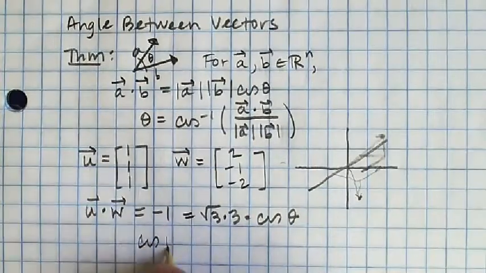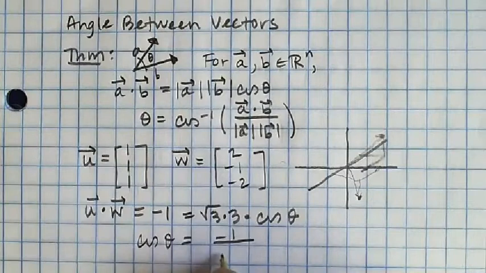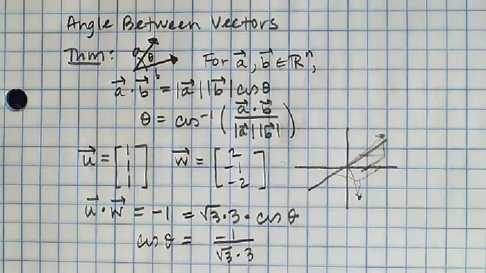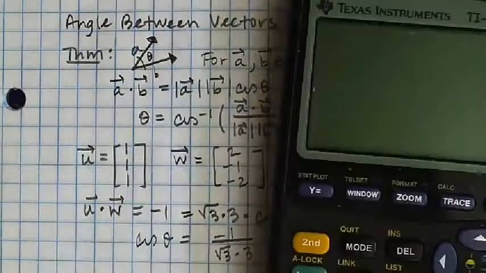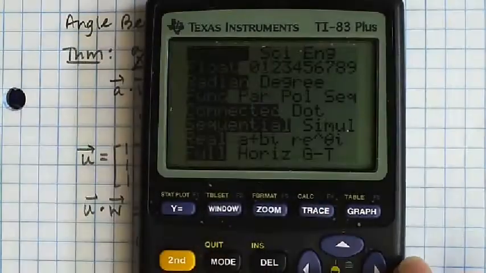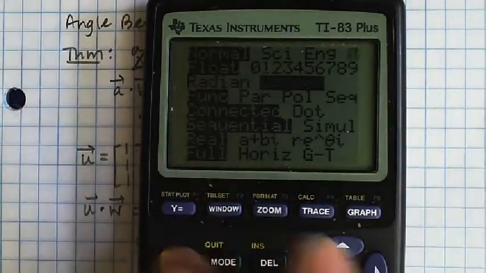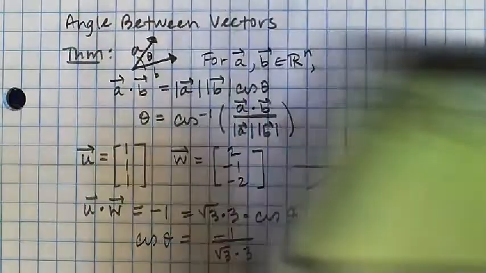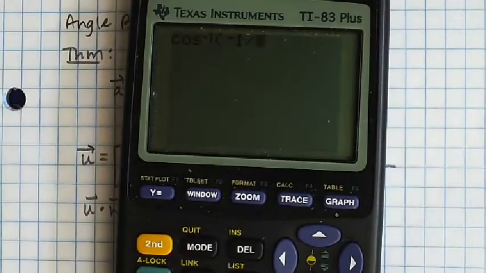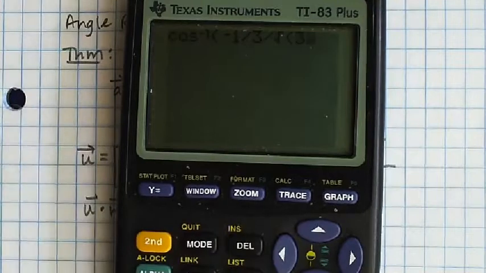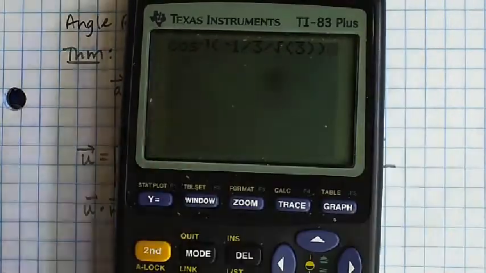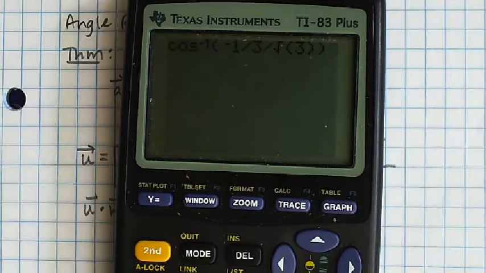But that means that cosine of theta is equal to negative 1 over the square root of 3 times 3, which I'm pretty sure there's some way that we could write nicer, but who cares, right? I'm going to go over here, and in degree mode, it's true, I am working in degree mode, very rare, I'm going to take inverse cosine of negative 1 divided by 3 divided by the square root of 3. If you don't believe me about dividing by both, you could just use more parentheses, or maybe you have a fancier calculator and you could use a fraction bar.